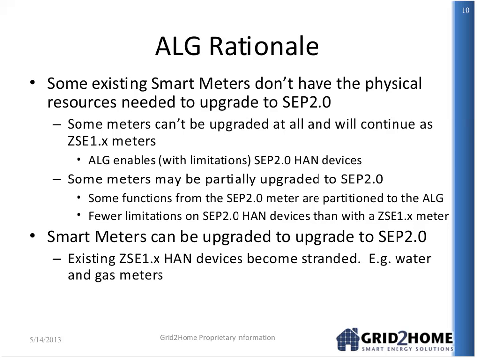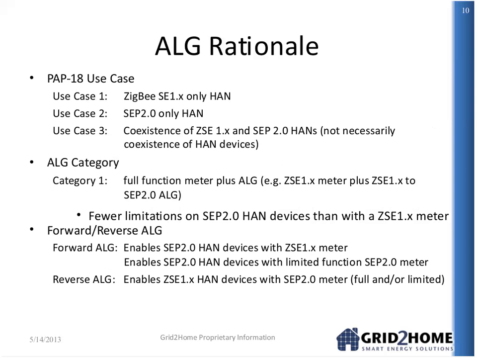Now that will give you a problem if you've deployed SEP1 HAN devices, and now suddenly you don't have the interface to be SEP2. That gives a whole set of issues too, and you may need what's called a reverse ALG. In other words, you may have to convert from SEP2 to SEP1 instead of the forward, what's known as a forward ALG.